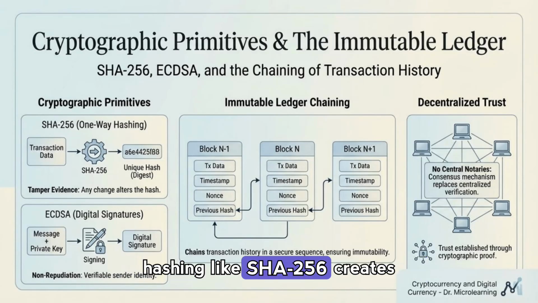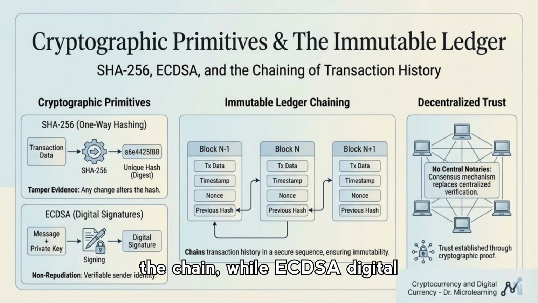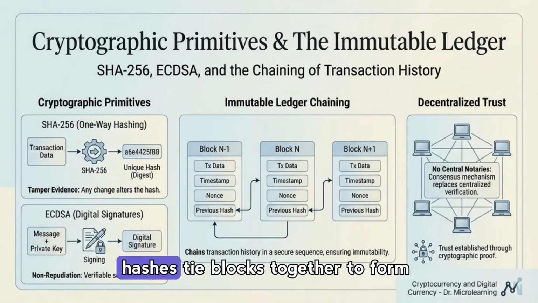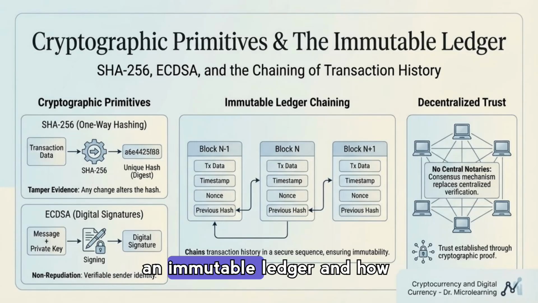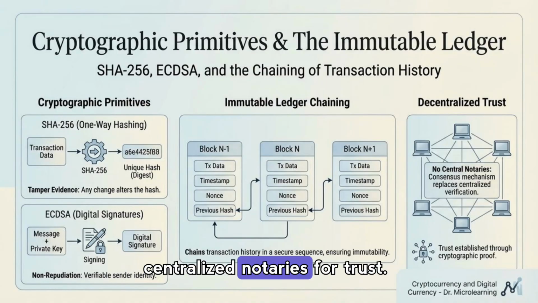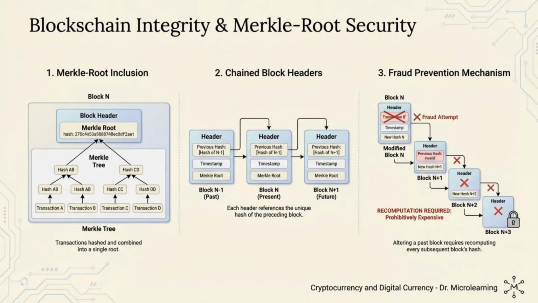One-way hashing like SHA-256 creates unique digests, so any change breaks the chain, while ECDSA digital signatures prove who authorized a transaction. The diagram shows how hashes tie blocks together to form an immutable ledger, and how decentralized consensus replaces centralized notaries for trust. Here we focus on integrity mechanisms inside a block.